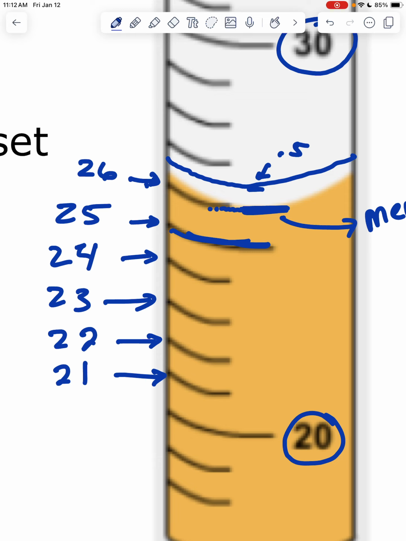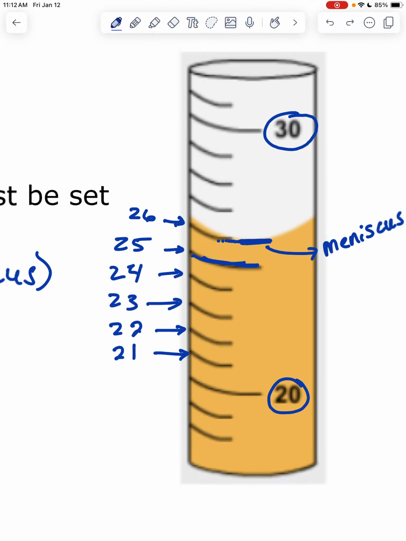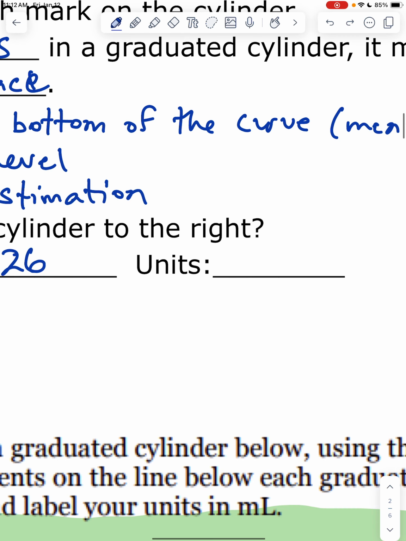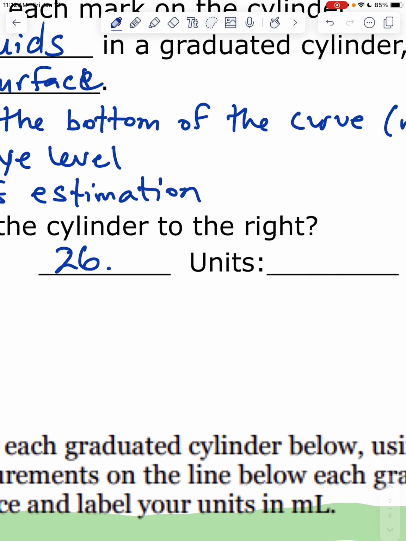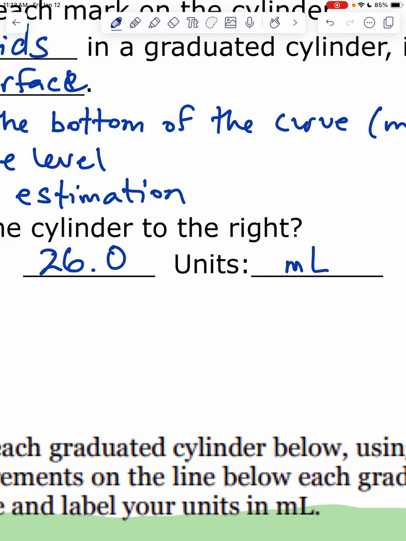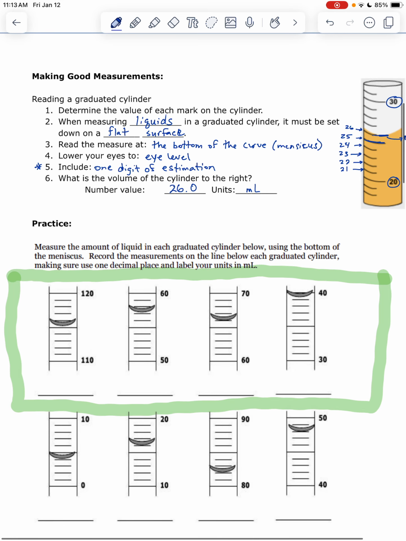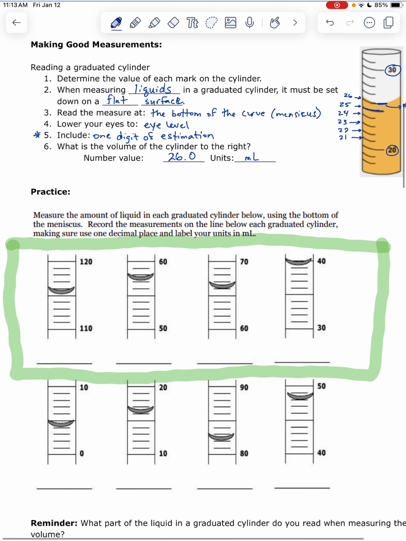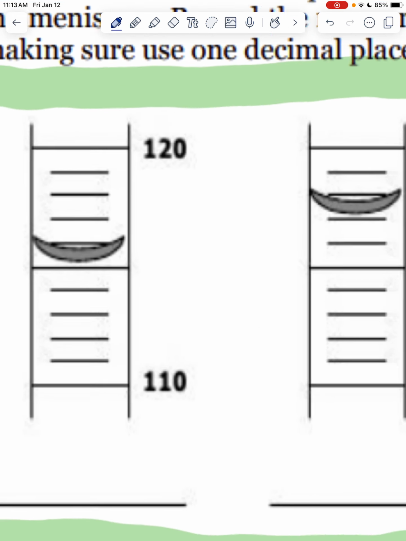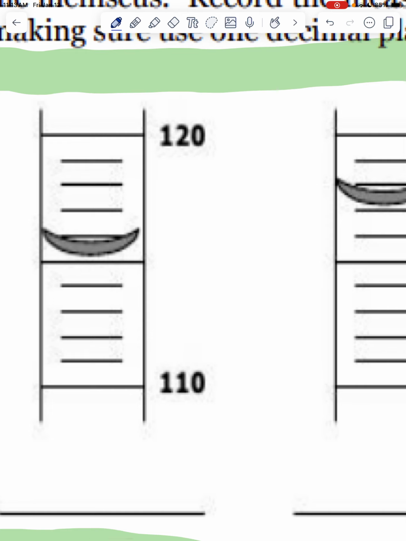So an estimate is your educated guess. Estimations aren't really going to be graded necessarily as long as they make some sense. So we're going to say that that's about 26.0. Units, of course, are important, and it is milliliters for our volumes of liquids. So a couple of practice problems here. You can do the bottom 4 on your own if you want, but we're going to just go through here, reading the meniscus and such.